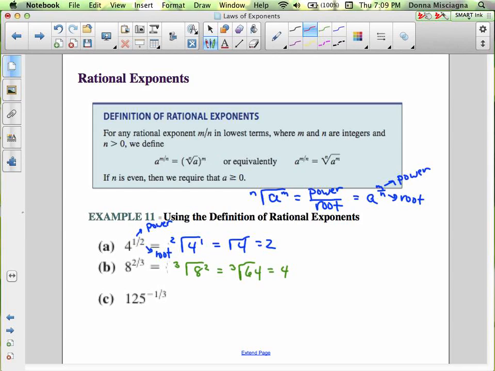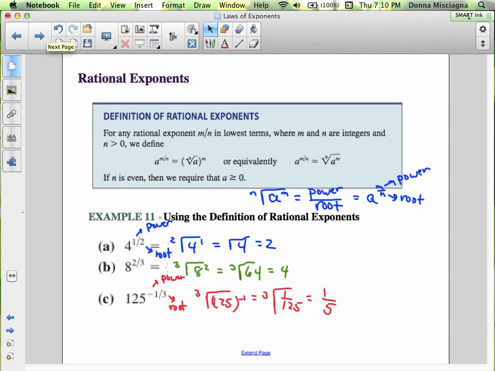All right, the last one there, 125 to the negative 1/3 power. The negative 1 is the power, the exponent. The denominator, the 3, is the root. So this is the cube root of 125 to the negative 1 power. Now, the index on a radical can never be negative, so that negative does have to go with the exponent. Remember, if you have a negative exponent, you just take the reciprocal. So this is the cube root of 1 over 125. I can take the cube root of 1, which is 1, and the cube root of 125 is 5, so this is 1/5. And there you go, some more examples.